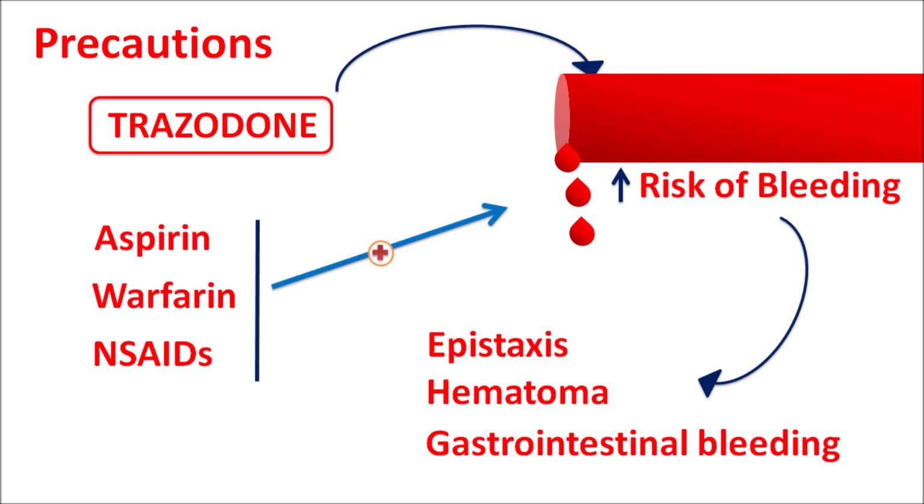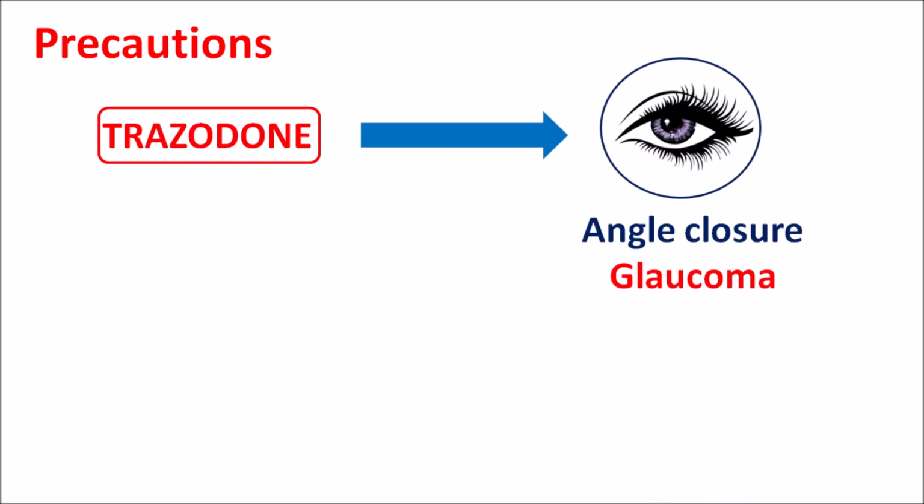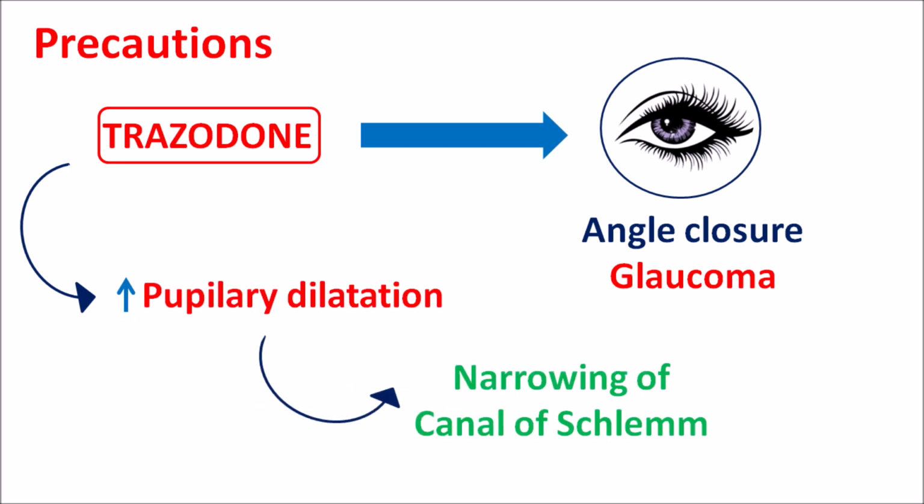So when these drugs are combined with trazodone, the risk of bleeding is more pronounced, which should be closely monitored. Similarly, trazodone can produce some angle closure glaucoma. Since this drug is going to produce pupillary dilatation, this can increase the narrowing of the canal of Schlemm. In normal patients, this is not that significant, but in patients with narrowing of this canal, it may lead to severe angle closure glaucoma.